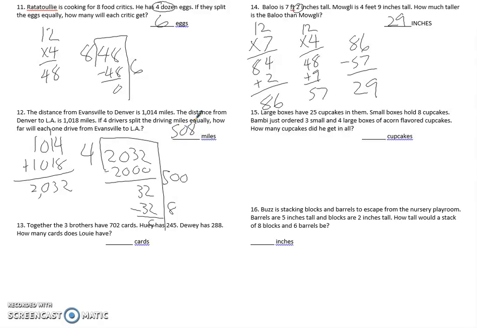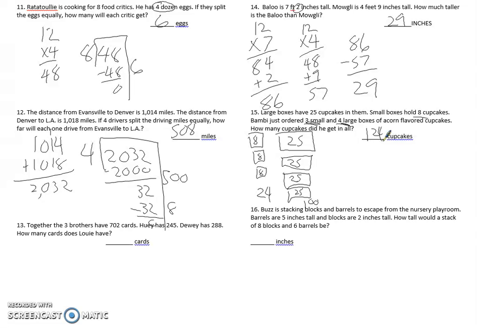Let's go over here. Large boxes have 25 cupcakes in them. Small hold 8. Bambi just ordered 3 small and 4 large. So think this way. If I do a small box, there's 8 of them. And we're getting 3 smalls. So there's 8, 8, and 8. Oh, that would be 8 times 3 is 24. In the big boxes, we got 25 coming, and we're getting 4 of them. So there's 25, 25, 25, and 25. 4 times 25 is 100. Add them together. I'm at 124.